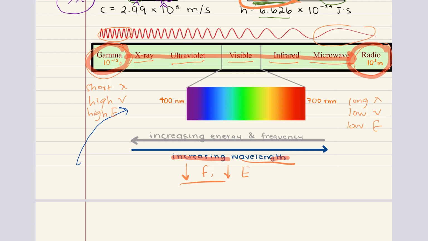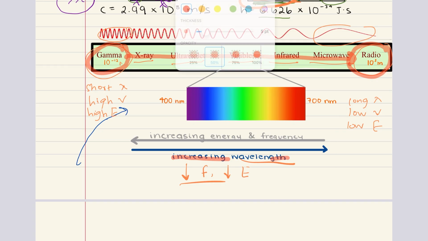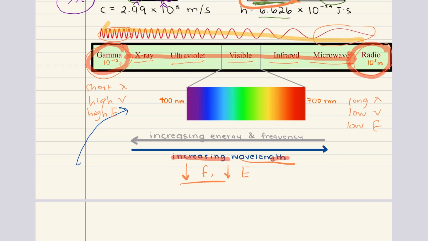Therefore, moving from gamma rays to radio waves in this direction, there's an increase in wavelength, a decrease in frequency, and a decrease in energy. If we were to move in the opposite direction, if we go from radio to gamma rays, then this is just going to be the inverse trend. Wavelength is going to decrease, and frequency and energy will increase.